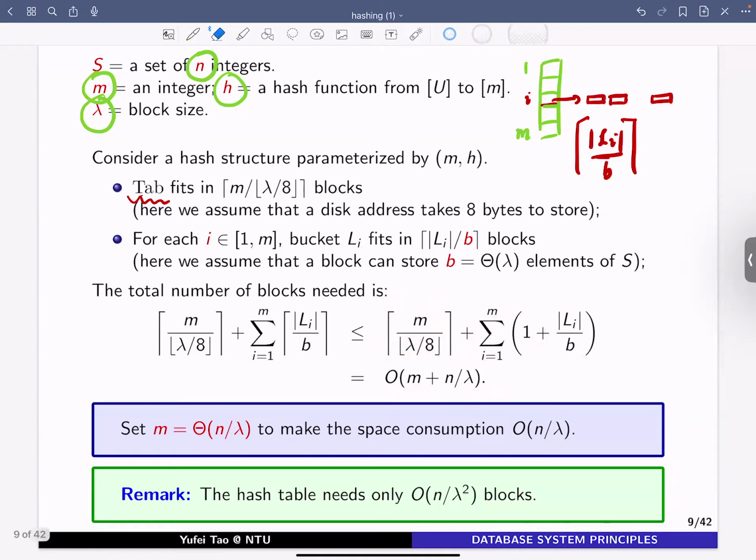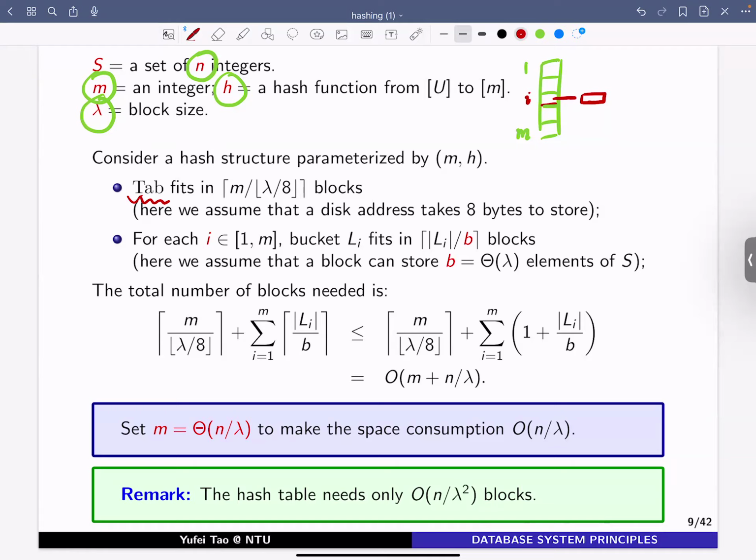Okay, so I want to quickly convince you that this is quite expected. So let's look at each bucket, right? So let's say the ith bucket here. So you might have very few elements. Let's say even if you have just one element inside this bucket, you still need one block, right? So in a hash structure, the buckets are stored separately in different files. So whether you like it or not, you will need at least one block to store each file.